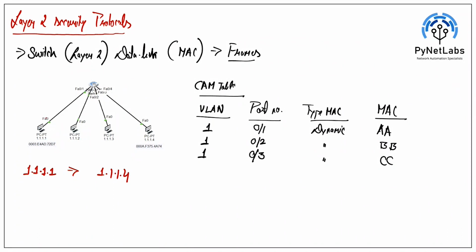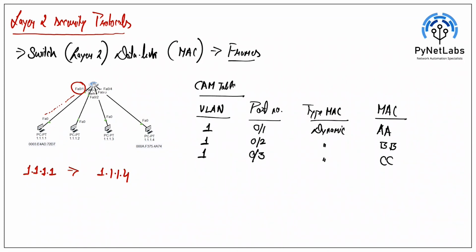So it is going to generate the frame, and the frame will go from this PC to this interface, like on the FA01 interface, the switch is going to receive that particular frame, right? So once this switch receives that particular frame from this PC1, there is an entry created, like when a frame is generated.